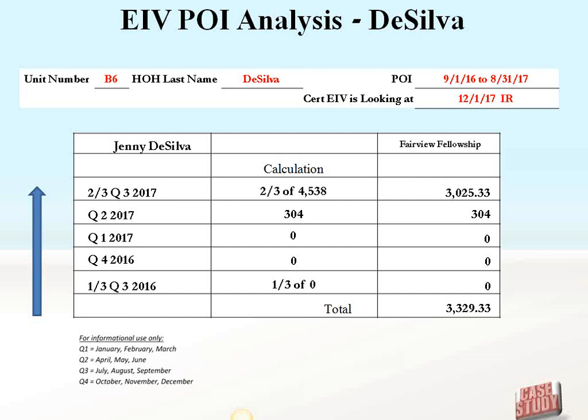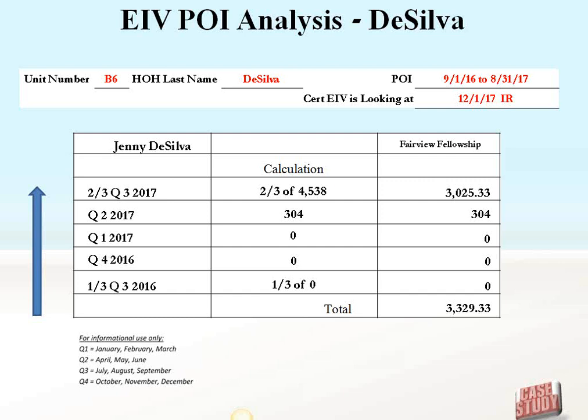Does everybody see how I got 33.29.33? Yes. If you didn't originally get that, do you see where you made an error in your math? Yes. Okay. So now we're 3 boxes down, 1 to go.